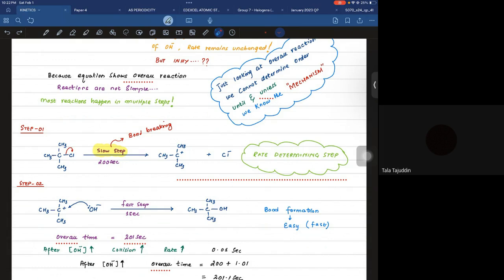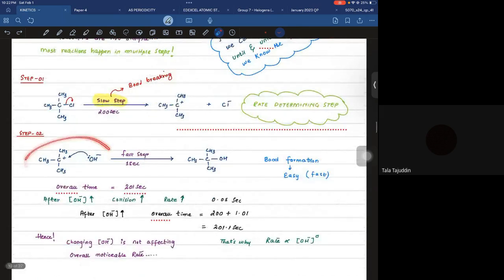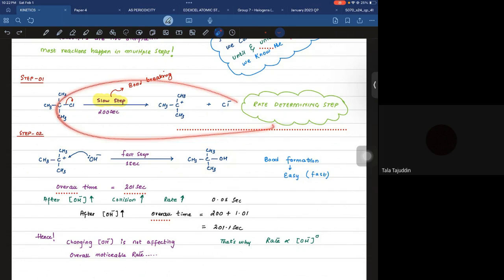The SN1 reaction occurs in 2 steps. In the first step, this bond is going to break down, and then this is going to be formed. So this is your slow step, because when you break a bond, it's always difficult. In step number 2, the new bond is going to form between this positive charge and this OH negative ion. So ultimately, this is the fast step. The slow step is the rate determining step.